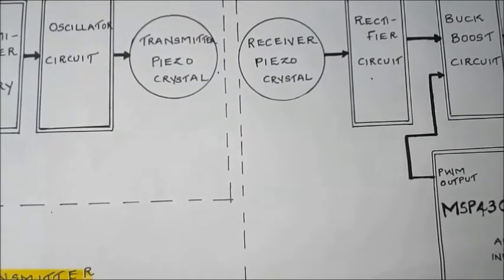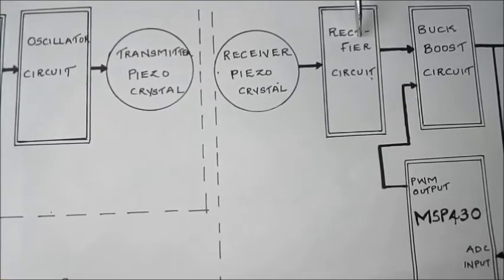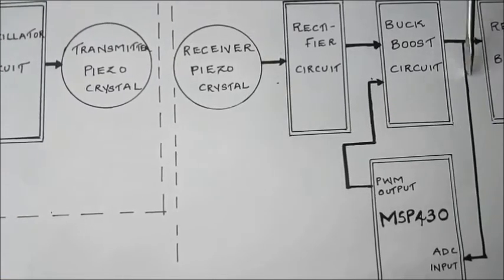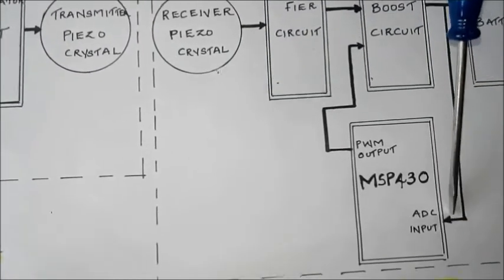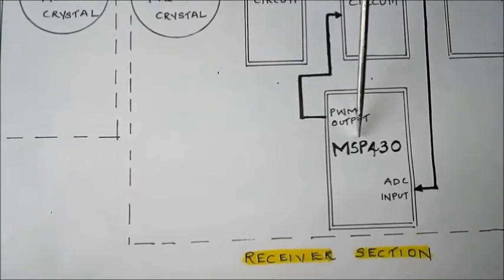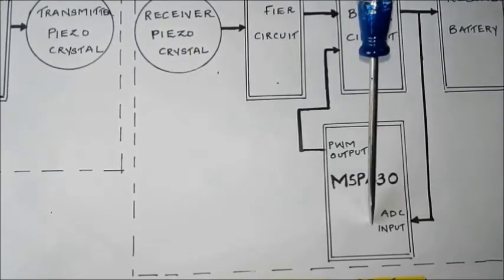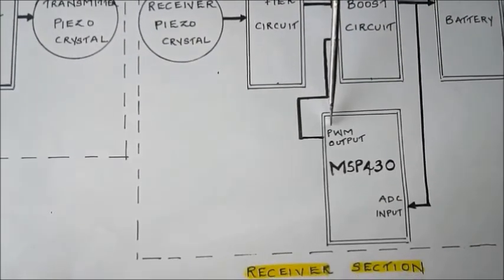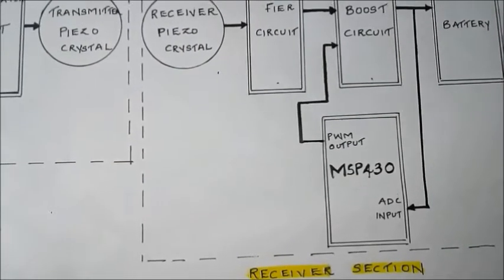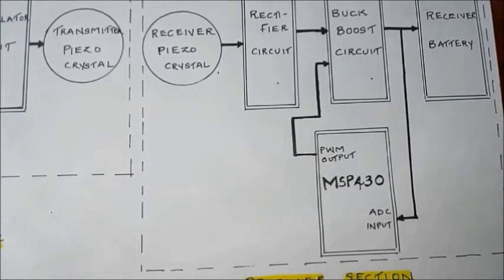The voltage obtained from the receiver crystal is rectified and supplied to a buck boost converter. Output of the converter is fed back to the input through the Texas Instruments controller IC MSP430. The feedback from the output is fed to the ADC and a PWM is generated at pin P1.6 of the MSP430 IC, whose duty cycle varies in accordance with the ADC output. The PWM is then fed to the input of the buck boost converter.